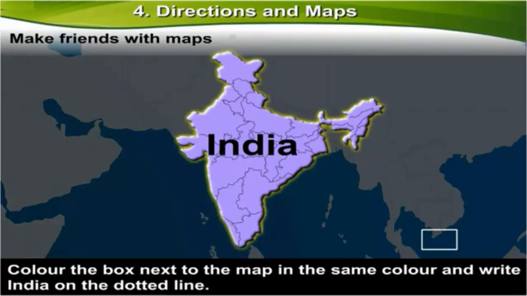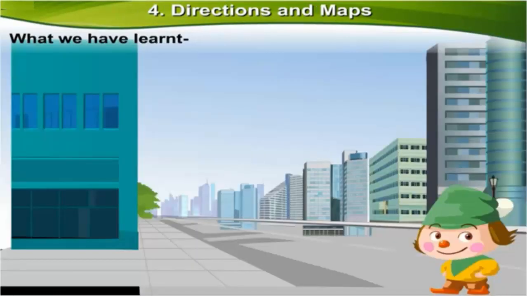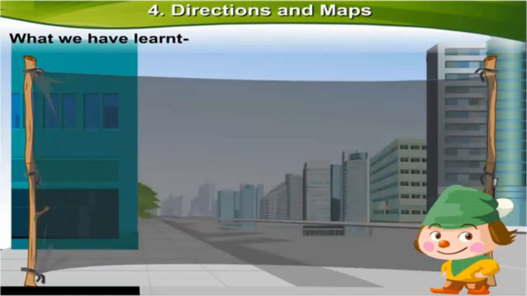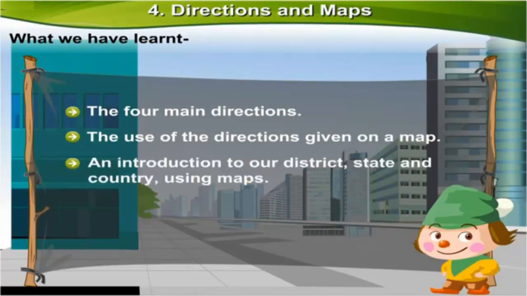Color the box next to the map in the same color and write India on the dotted line. This is our country, India. Let us see what we have learned today. The four main directions. The use of the directions given on a map. An introduction to our district, state, and country using maps.